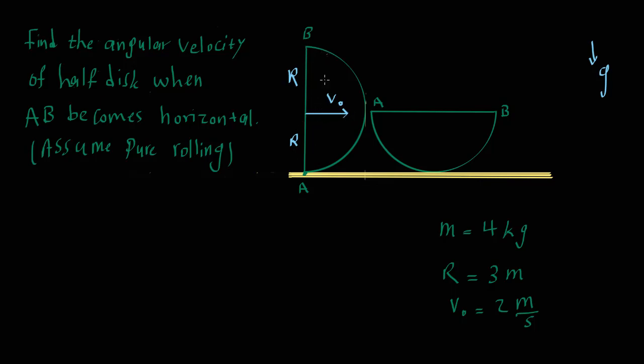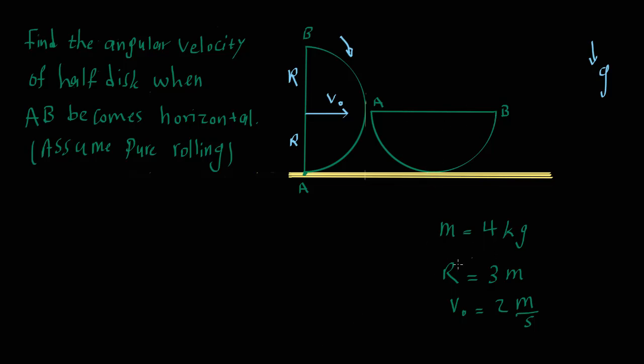So it's basically like the half disk is in this position, and we are holding it in this position, and then we let it go, and at the same point we, for example, hit the half disk with a hammer here to give it an initial velocity in this direction. We want to find the angular velocity of the half disk when AB becomes horizontal. So after we let the disk go and give it an initial velocity, the disk starts to rotate, and we want to find the angular velocity at this position.